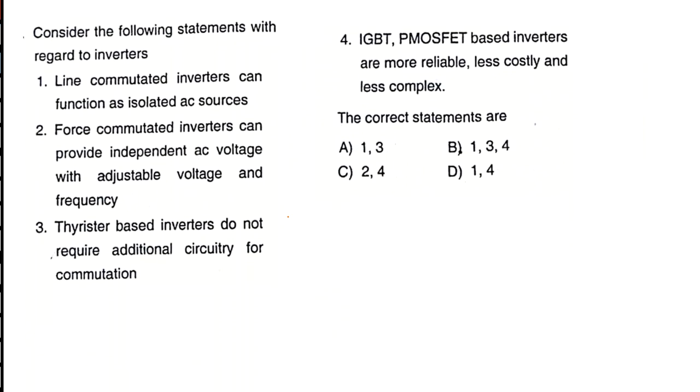So, a theory question here. Consider the following statements with regard to inverters. Line commutated inverters can function as an isolated AC source. Force commutated inverters can provide independent AC voltage with adjustable voltage and frequency. Thyristor based inverters do not require additional circuitry for commutation. IGBT and MOSFET based inverters are more reliable, less costly and less complex. So options 2 and 4 are the correct options. So for this question, the answer will be C here. So we'll move to the next question here.